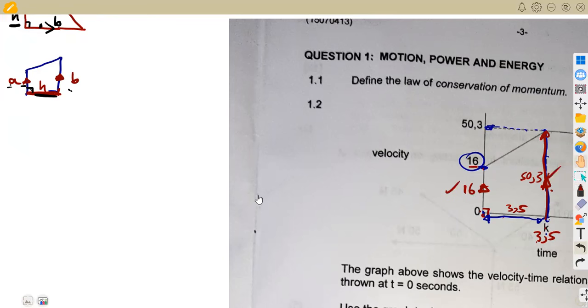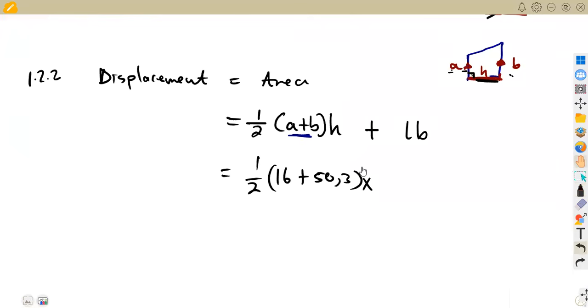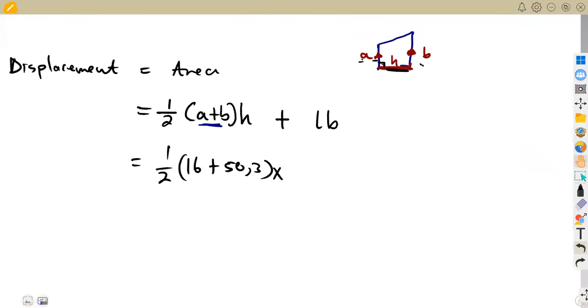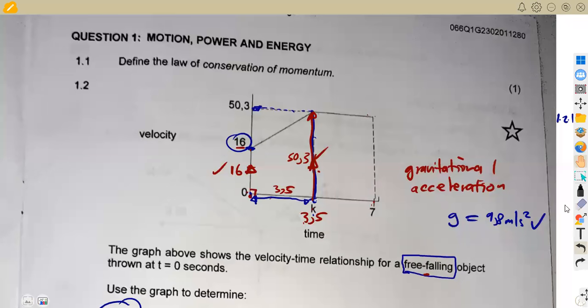All right, so it's going to be half of 16 plus 50,3 times the perpendicular height in this case, which is the one that is perpendicular to the ground, which is 3,5, the difference here. So that's a 3,5 there. Then we move on to the rectangle. The rectangle is affected by the length and the breadth, or the length and the width. So in this case, we are going to take this side and this side.